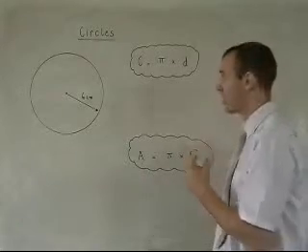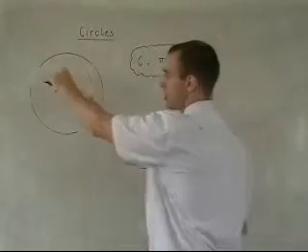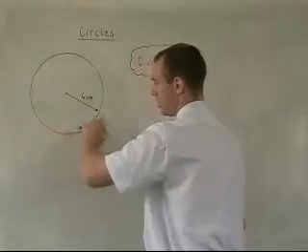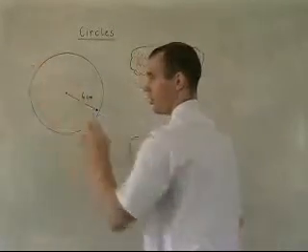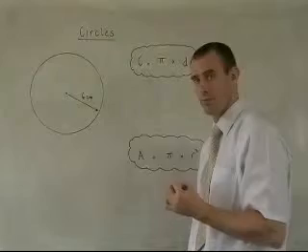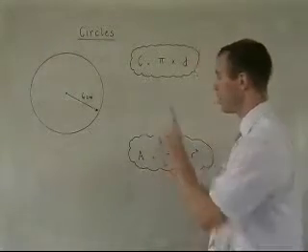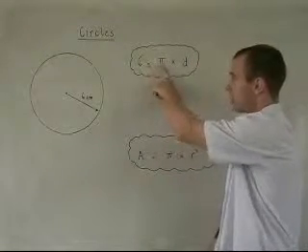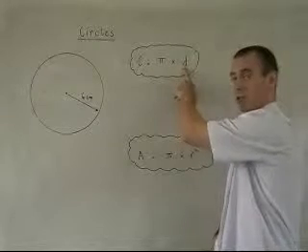We're also looking at the circumference. Now the circumference is the distance around the outside of the circle. On most other shapes, this is called the perimeter. We're going to talk about circumference today. The circumference equals pi times diameter.